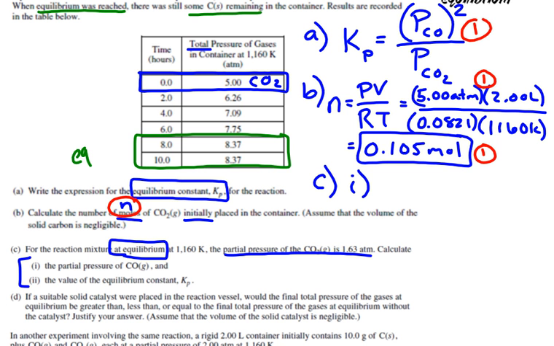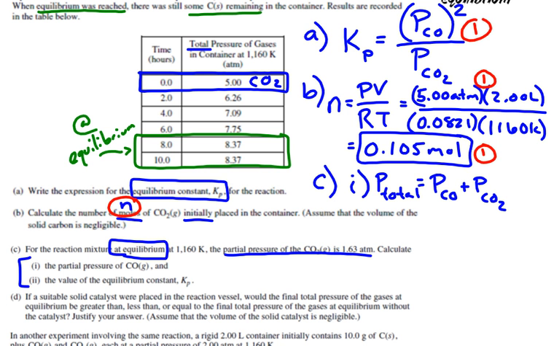So this must be at equilibrium. It must be. So that's my total pressure. So this is what you should be thinking, even if you don't write this, is that pressure total equals pressure of my CO plus pressure of my CO2. That's what I'm having occur. So I have 8.37. That's my total. And then I was told that my partial pressure is 1.63. And sorry, that's of CO2.